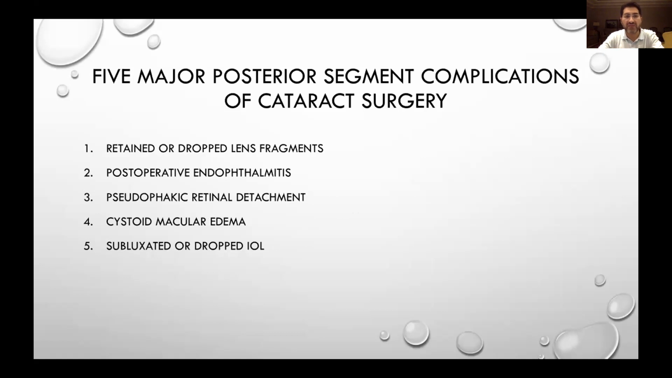There are 5 major posterior segment complications of cataract surgery. There are many more, but these are the 5 major ones: the retained lens fragment, postoperative endophthalmitis, which Dr. Hamad and Dr. Afshi have spoken about, retinal detachment, CME, and subluxated or dropped IOL. Today, I'm going to be talking only about the first, the retained or dropped lens fragments, because of the time.